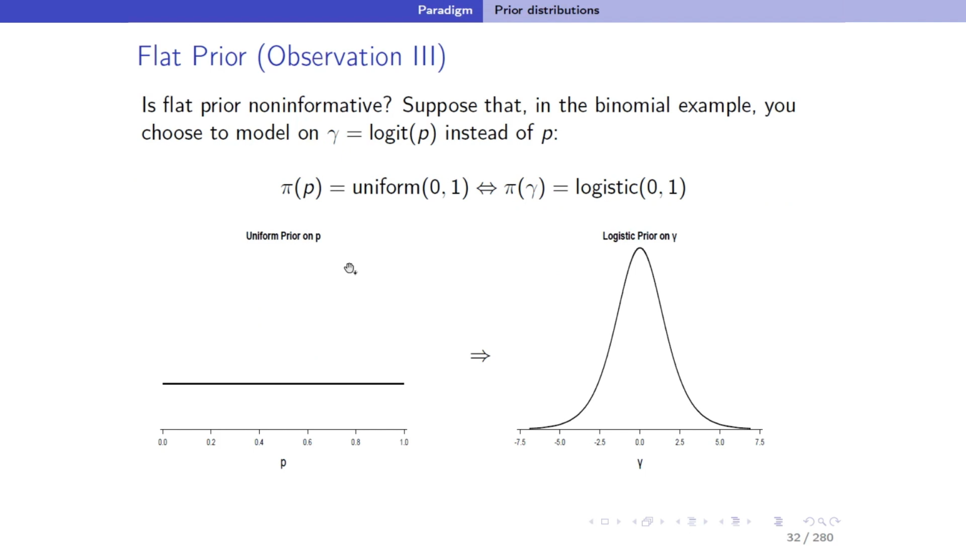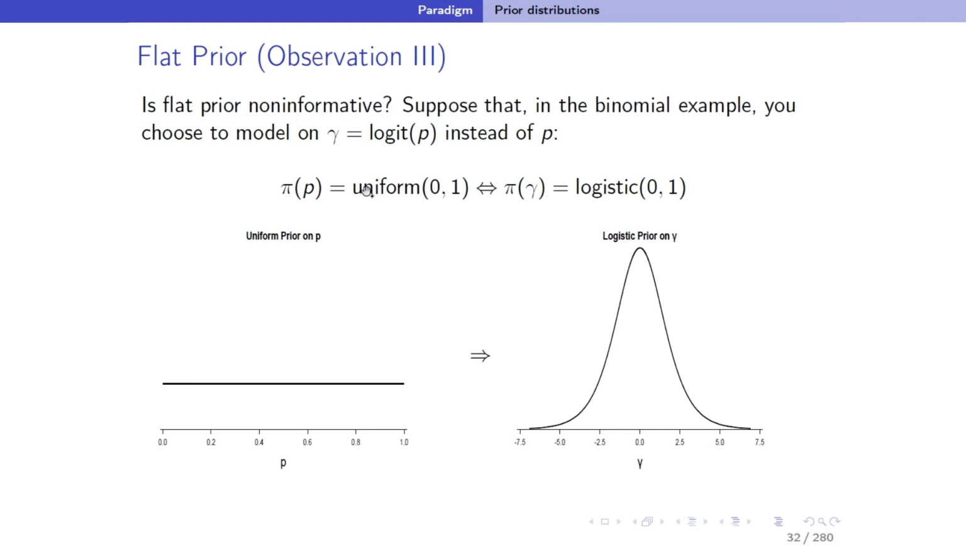And then the third observation is, when it comes to flat priors, is a flat prior truly non-informative? Let's suppose that in the binomial example, we used a flat prior on p, and we get the likelihood and the posterior. And suppose that instead of modeling on p, I choose to model on logit p. So a uniform prior on p, on the left-hand side, as you can see, is a flat line between 0 and 1.